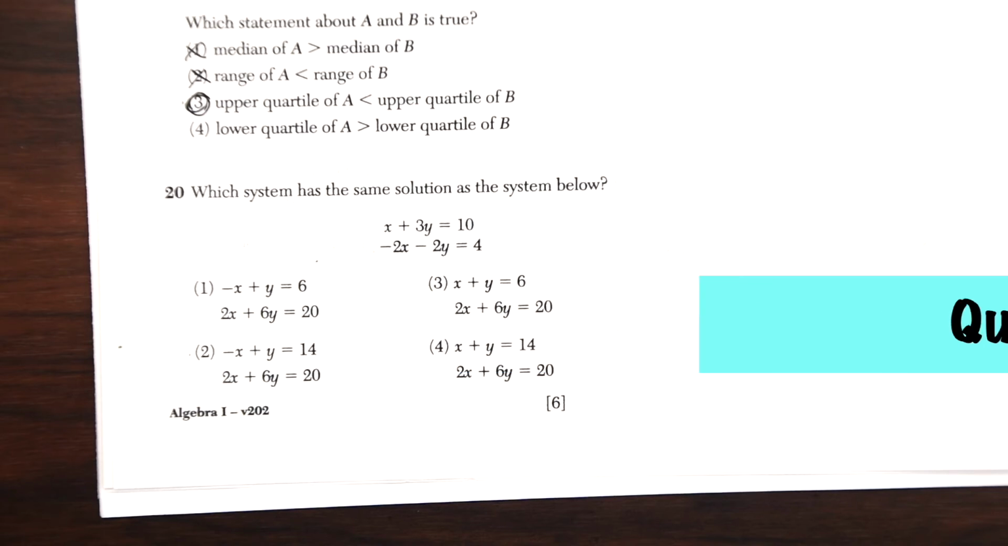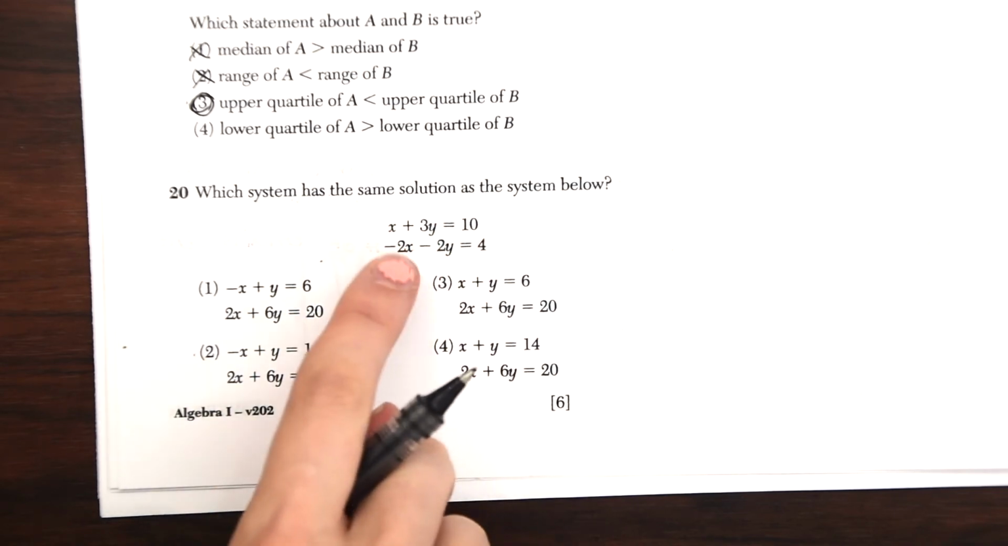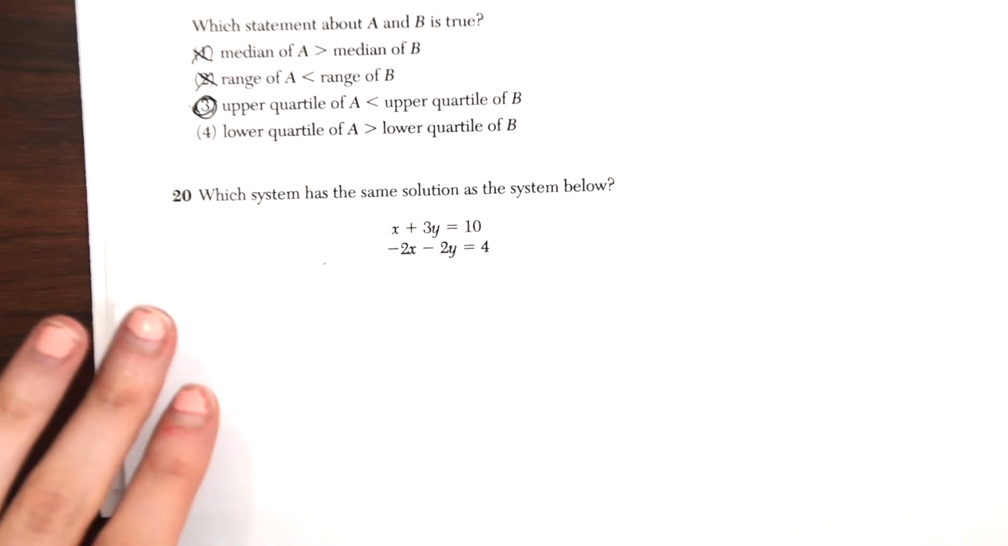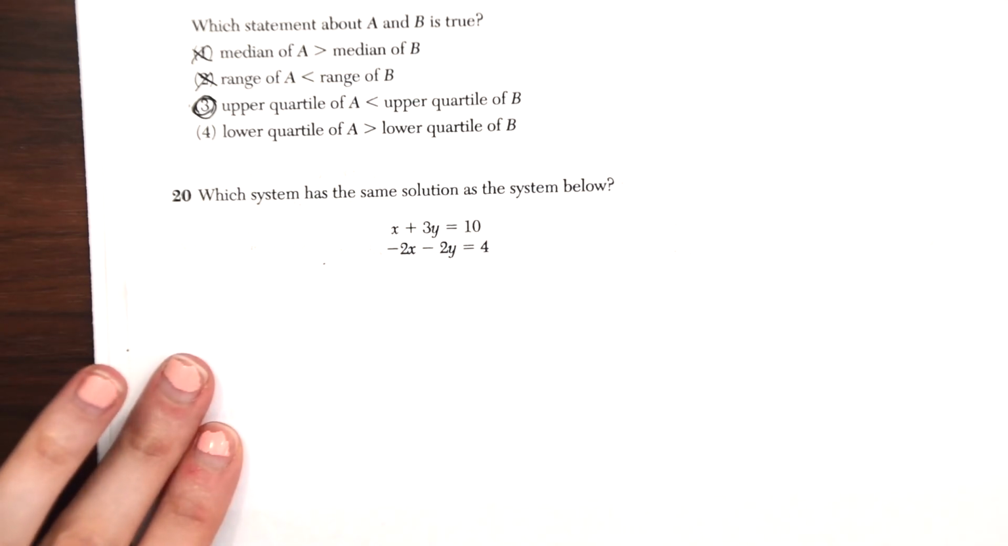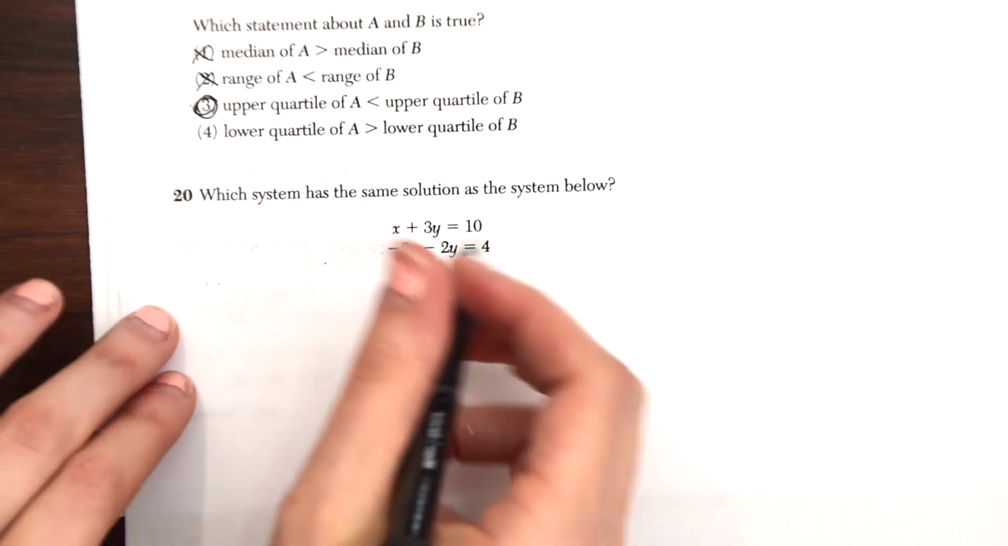On to question 20. Which system has the same solutions as the system below? So this is one of those annoying questions where we're going to have to do a lot of math to figure out which solution matches the solution found up here. So we're going to have to do this one step at a time. First we're going to find what the solution is up here. So let's look at that.